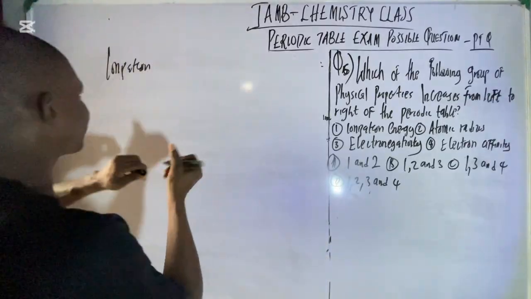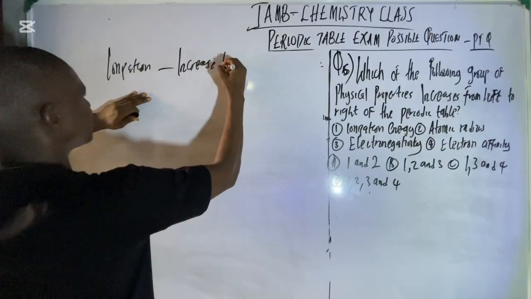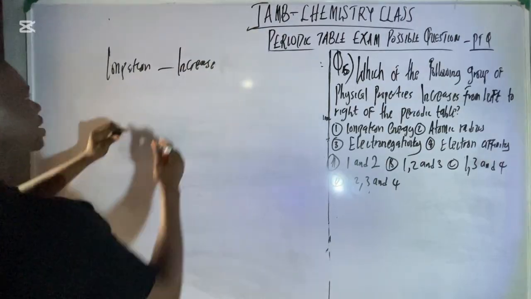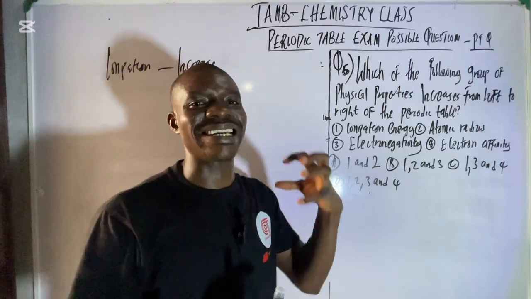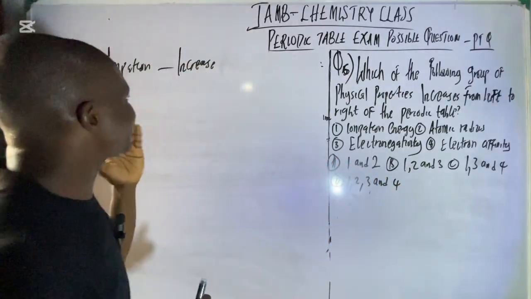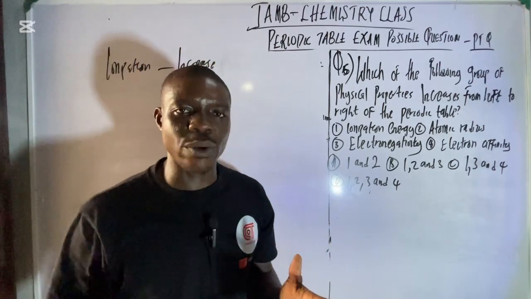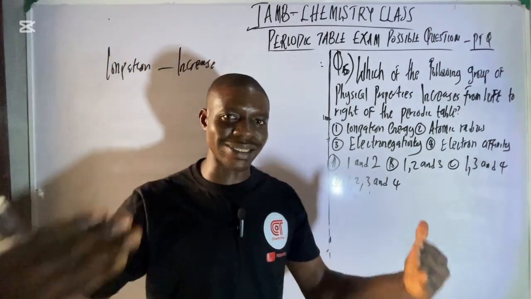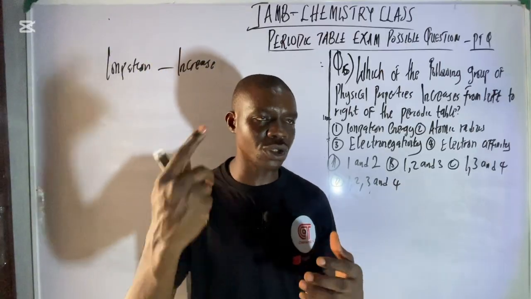So there's an increase in ionization energy as we move from left to right. Why is that? You may want to ask that question here. I don't want to go through that thing again. Go and watch the video. It's going to help you.